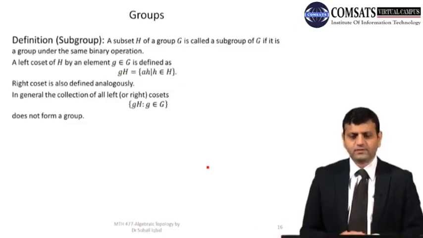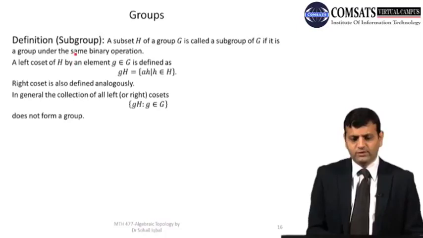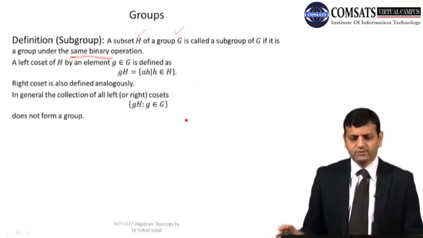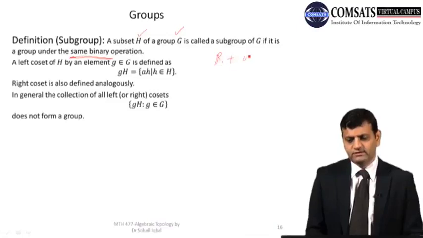So what is a subgroup? A subset H of a group G is called a subgroup of G if it is a group under the same binary operation. So the important point is H should be a subset of G, and it should be a group under the same binary operation. So the binary operation of H and G should be the same. For example, we know that R under addition is a group.